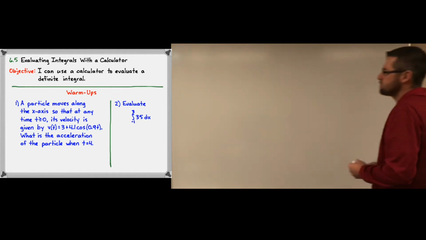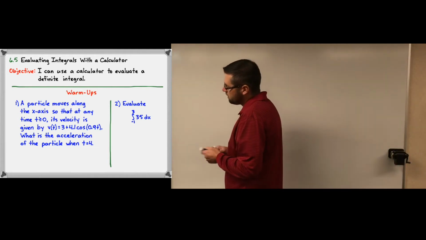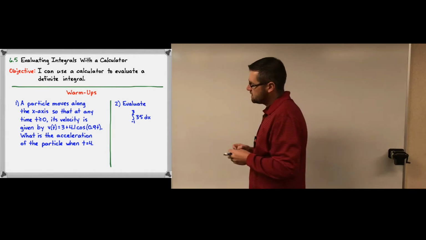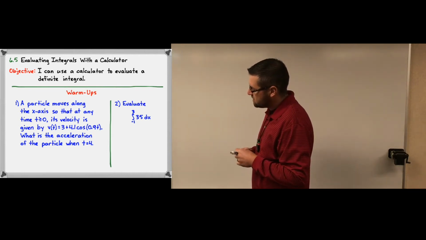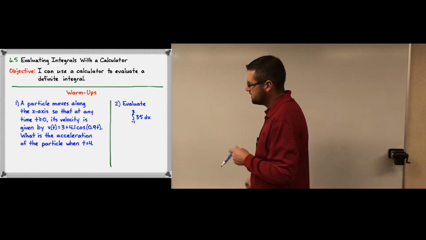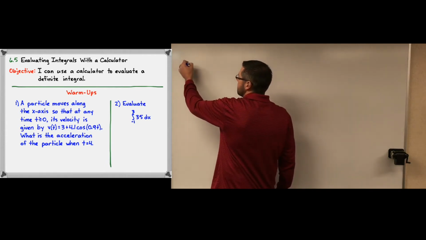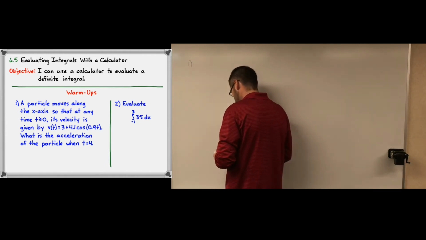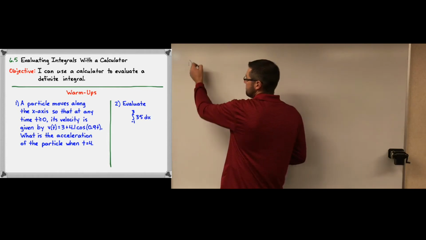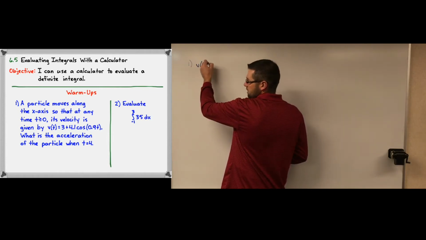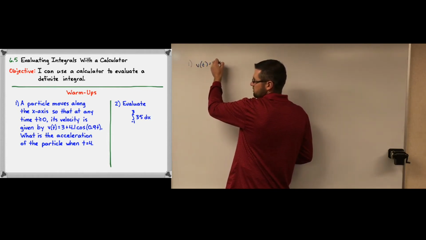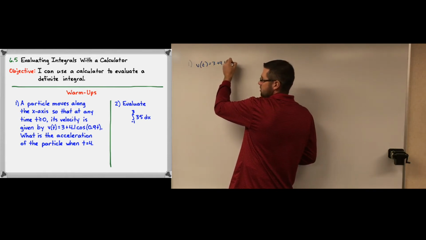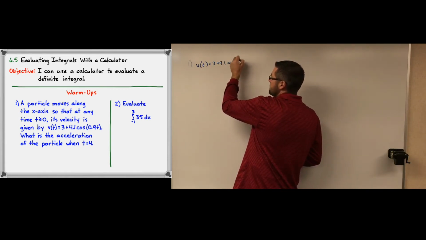Okay, number one. A particle moving along the x-axis, the velocity is given by that function. What is the acceleration? So what do I have to do to find the acceleration? Take the derivative. So v of t equals 3 plus 4.1 cosine of 0.9t.